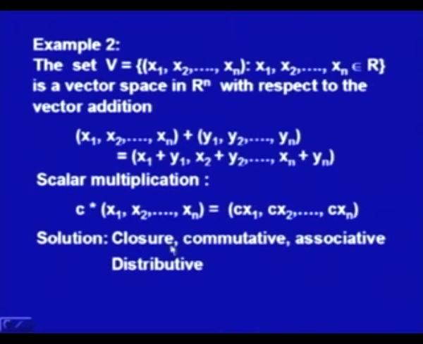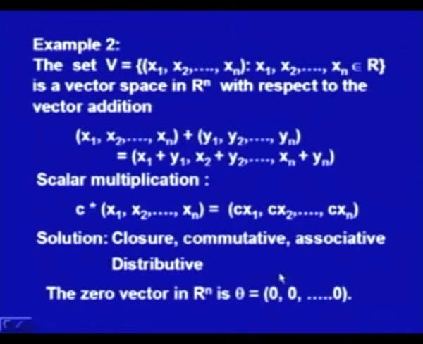So, closure we have checked, the commutative property you have to see, this will always be satisfied because these numbers x1, x2, xn etc., these are real numbers. So, as we have proved in the earlier example, this will also be proved in the same manner. So, closure property, commutative property, associative property, all the distributive properties are satisfied. Only thing is you have to show that there exists a 0 vector in Rn. So, we say that the 0 vector is nothing but where all the components are 0.